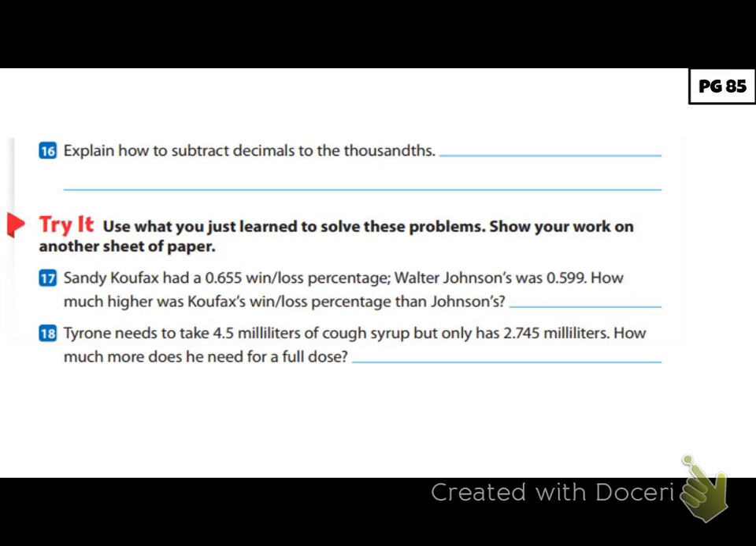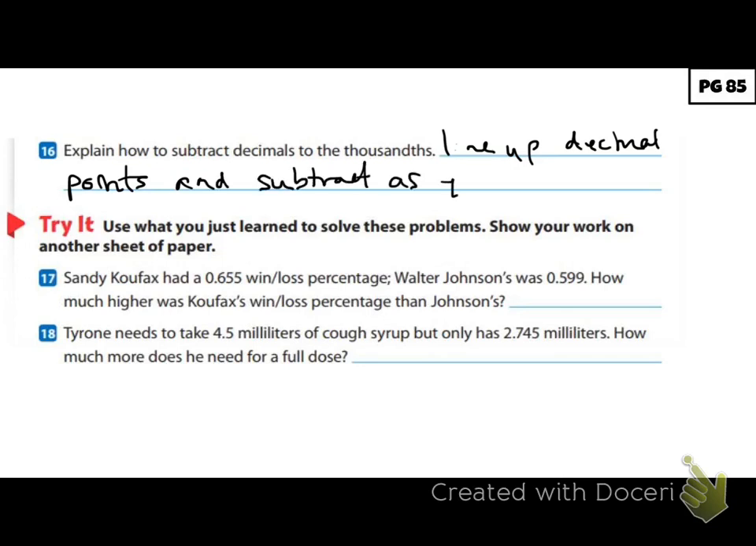Explain how you subtract decimals to the thousandths. Line up the decimal points. Line up decimal points and subtract, as you would normally.